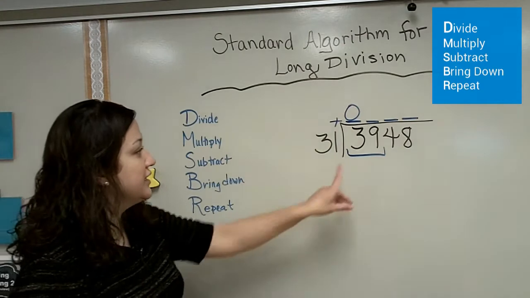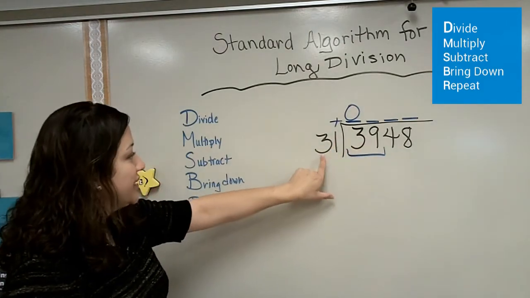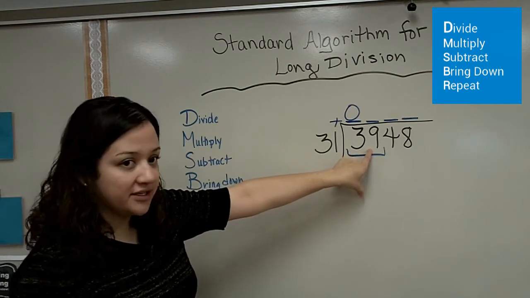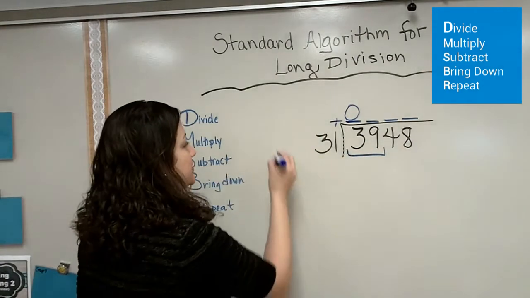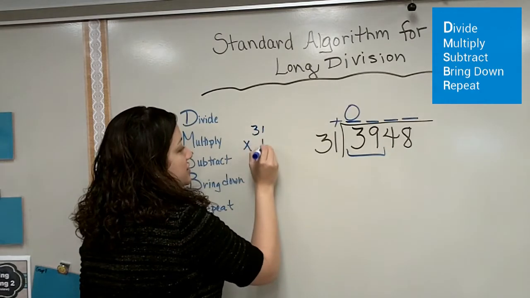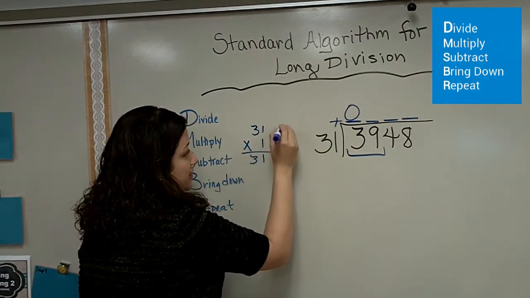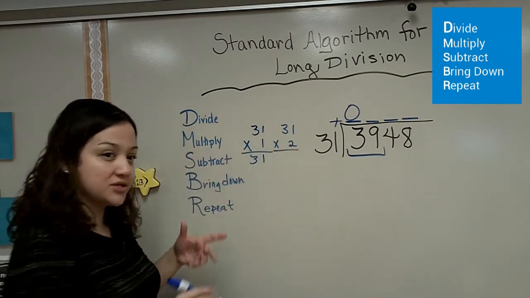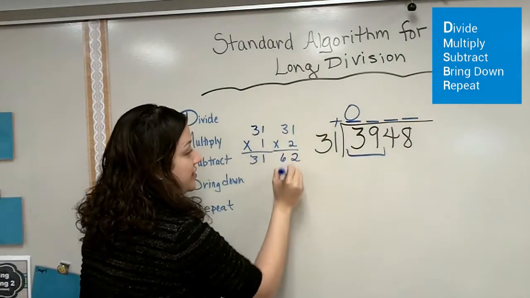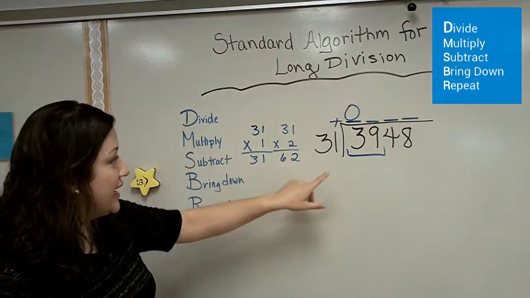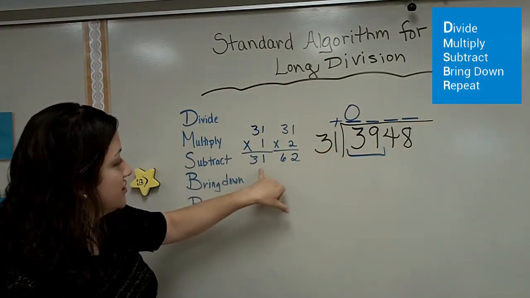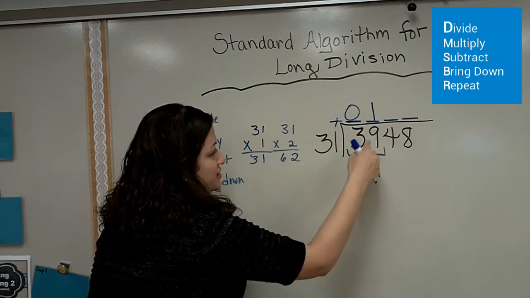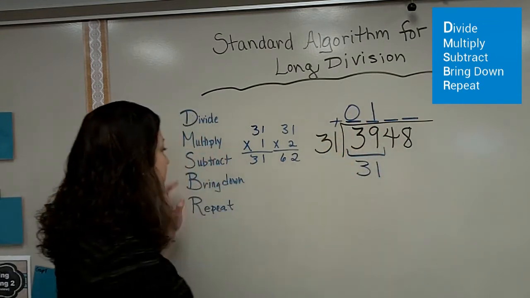So it would be 39 divided by 31. And pretty clearly we can see that 31 can only go into 39 once and come out of 39 once. But just to show you, for more difficult numbers, we would go ahead and check and prove it to make sure that we're doing the right thing. So 62 is too high because we can't do 39 minus 62. We stick with 31 times 1. So divide, multiply, now we're at subtract.